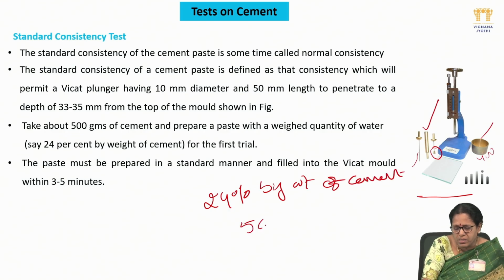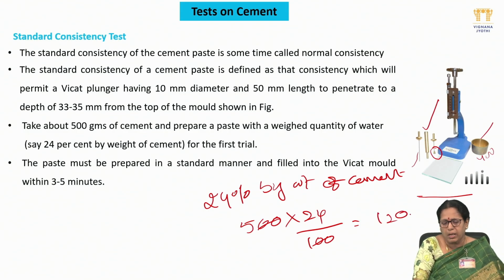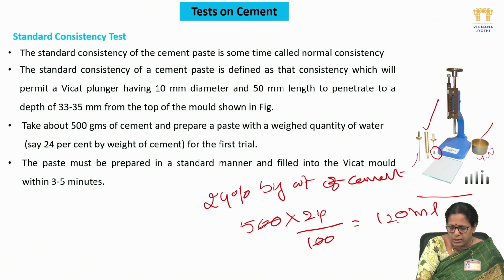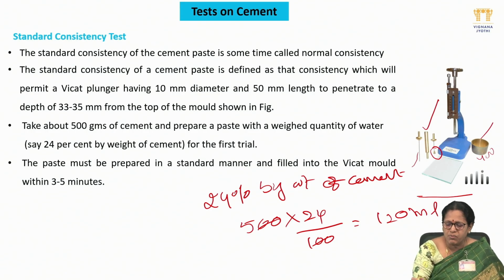24% by weight of cement means we took 500 grams, 24 by 100. It's going to be 120 ml of water. Isn't it? 5 4 20. 120 ml of water we need to add to 500 grams of cement. Make a paste and transfer that paste into the Vicat mold, which should be kept on this glass plate below the Vicat plunger, and you have to perform the experiment in such a way that you make the plunger penetrate into this Vicat mold.